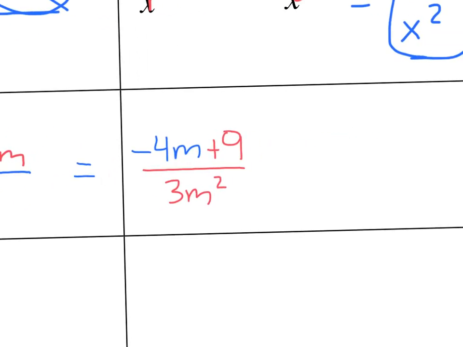And how do we simplify fractions? We always have to factor. So notice that between the negative 4 and the positive 9, there's no common factor. This guy doesn't have an m out here, so I'm not going to factor anything out. And nothing reduces in the numerator and denominator. So here is my answer.